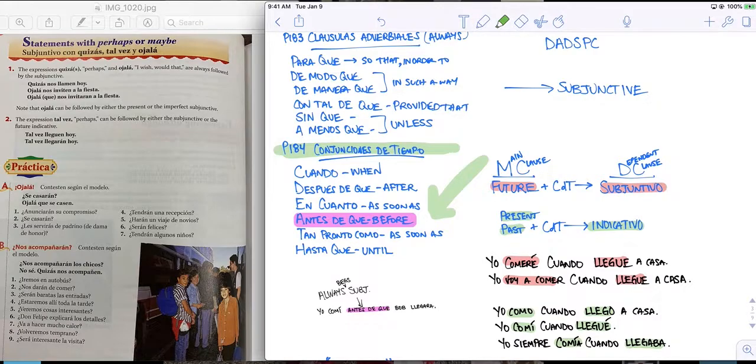So whenever anything happens before another thing, whether it's in the present, past, or the future, you always use the subjunctive after the conjunción de tiempo antes de que.